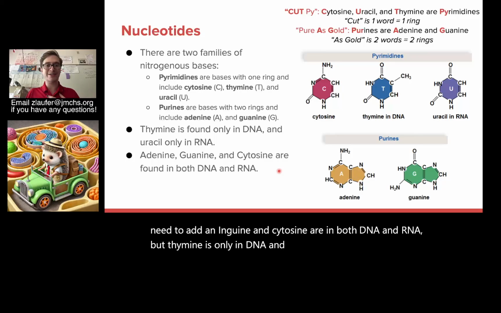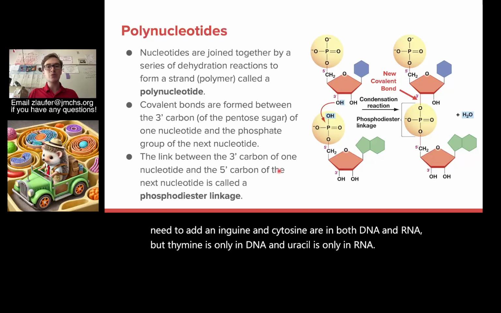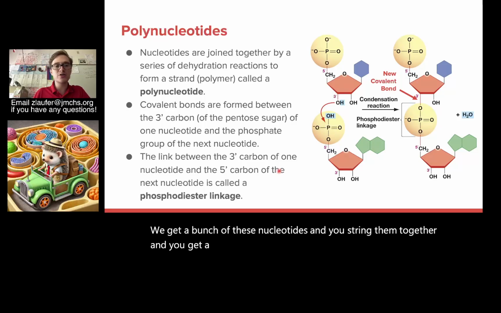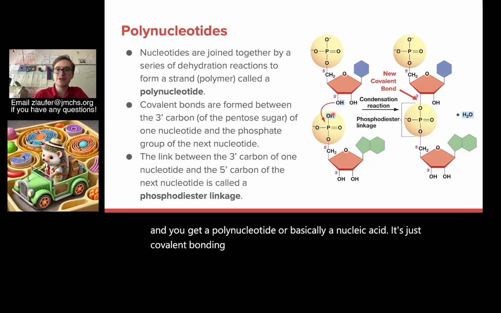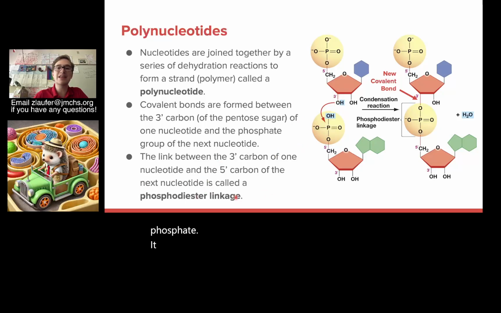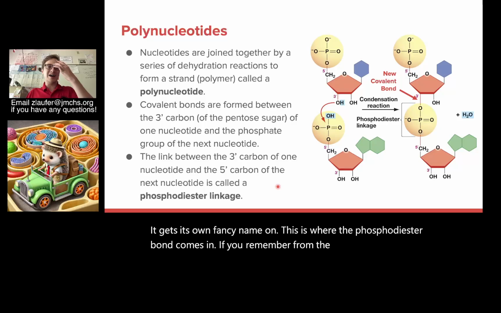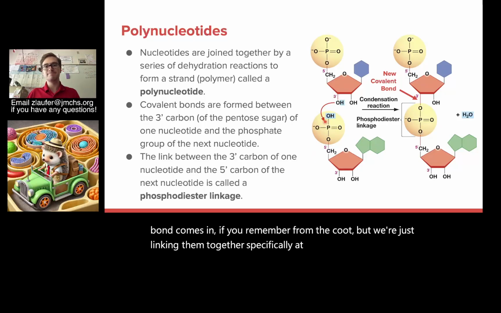We get a bunch of these nucleotides and you string them together and you get a polynucleotide, or basically a nucleic acid. It's just covalent bonding again, this time between the sugar and the phosphate. It gets its own fancy name. This is where the phosphodiester bond comes in, if you remember from the Kahoot. But we're just linking them together specifically at this spot.